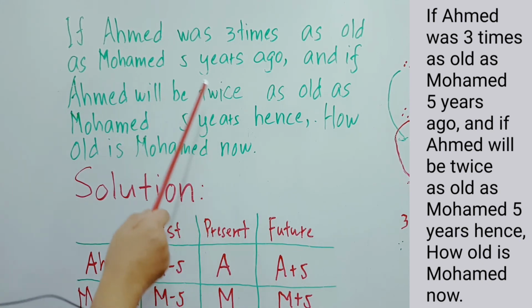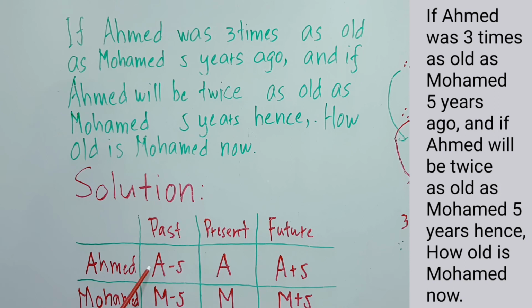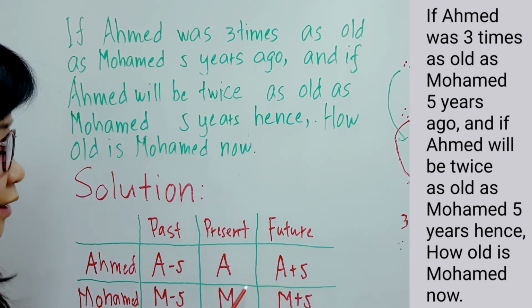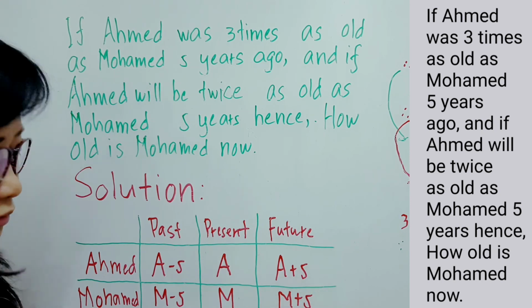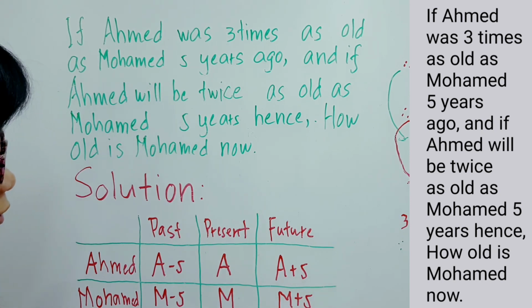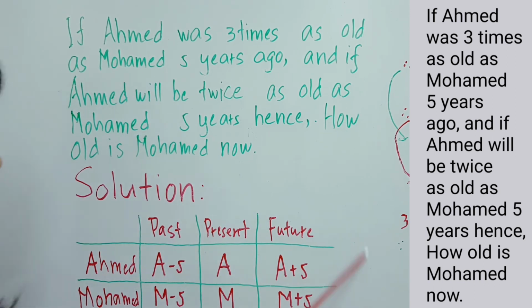So, for the past, the age of Ahmad will be A minus 5 years, and the age of Muhammad will be M minus 5. For the future, it says here 5 years hence. That means, ang mga edad nila now, plus 5. Muhammad is M plus 5, and Ahmad is A plus 5. So, tabulit na natin yung ages nila.